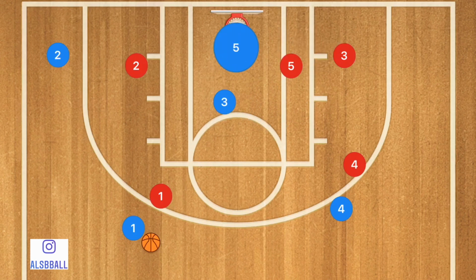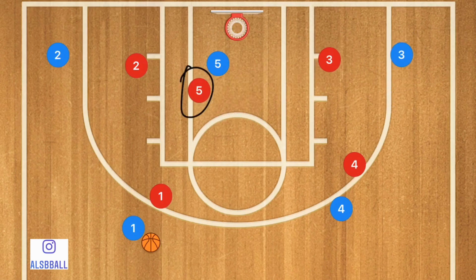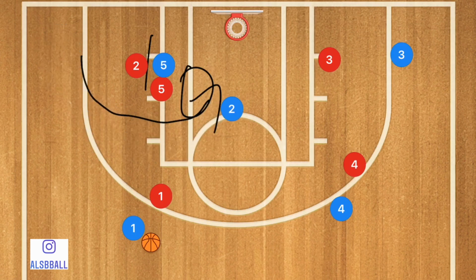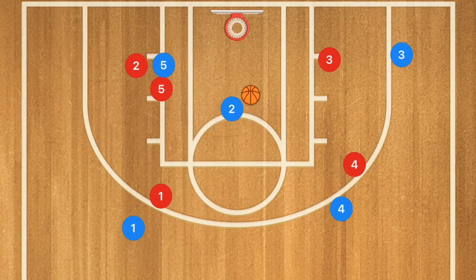Now, if player 5's man instead was on this side of him, what we want him to do is set a screen on the left side, and we want player 2 to go over the screen. That way, we can have player 1 get the ball to player 2 for that layup.